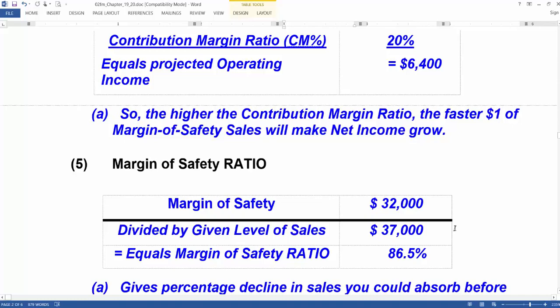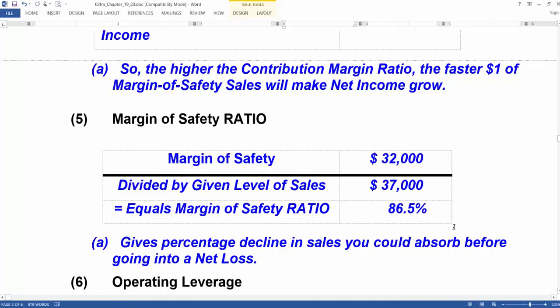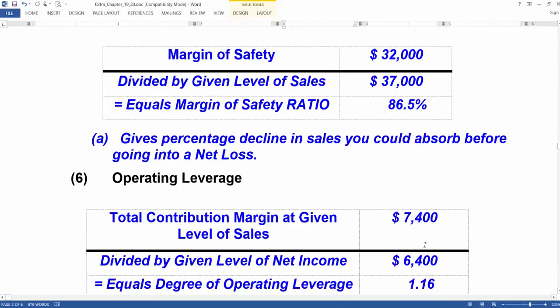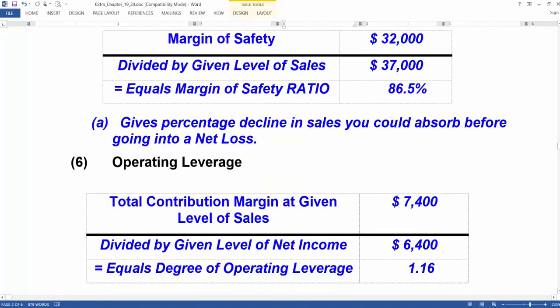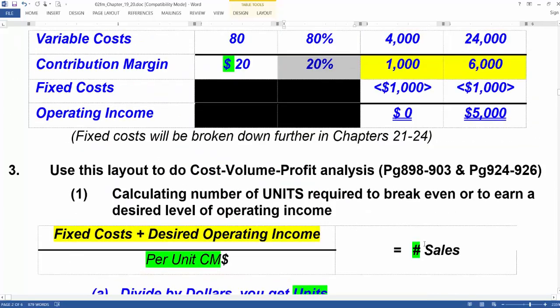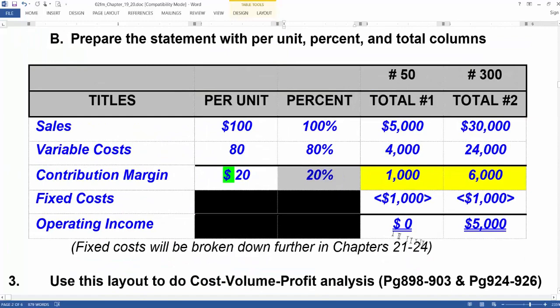The margin of safety ratio is the margin of safety, dollars, divided by the related amount of sales. That's your margin of safety ratio. This tells you the percentage decline in sales you could handle before slipping into a net loss. An interesting concept related to this is something called operating leverage. Operating leverage looks at your total contribution margin at some given level of sales, then divided by a given level of net income, and that tells you your degree of operating leverage. In this case right here, our fixed costs are quite low. They're only 1,000 out of the 5,000, or down around 20%.